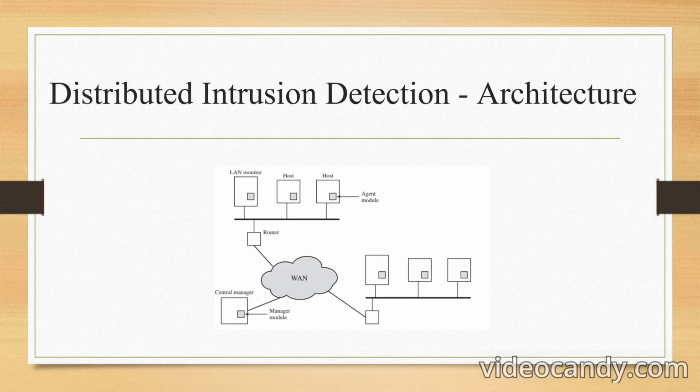Local area network monitor agent module. This operates in the same fashion as a host agent module, except that it analyzes local area network traffic and reports the results to the central manager. Central manager module. This receives the reports from the local area network monitor and host agents, and processes and correlates these reports to detect intrusion.